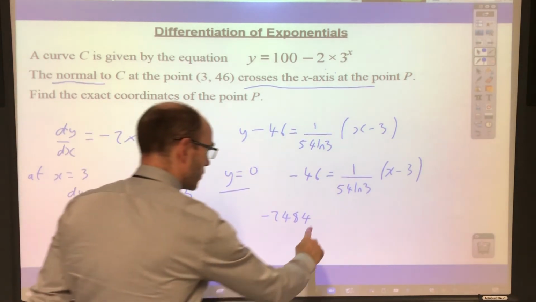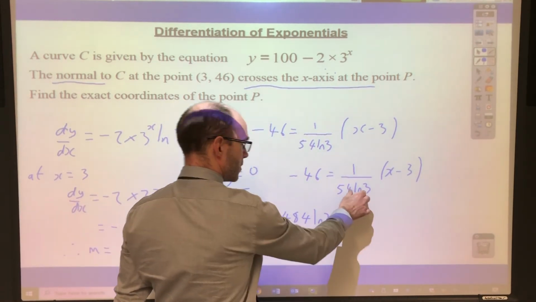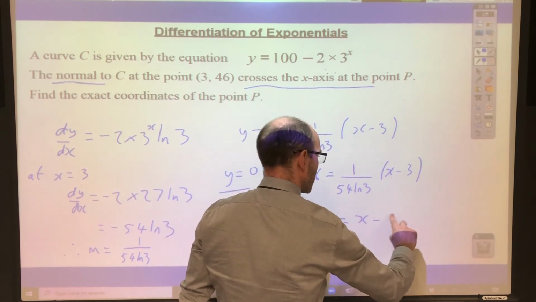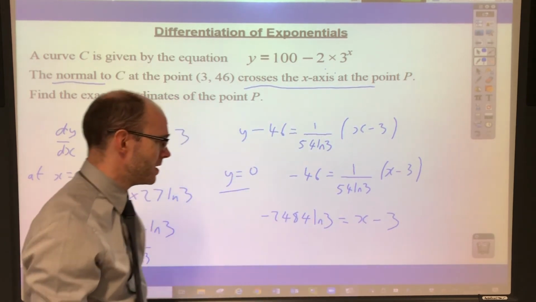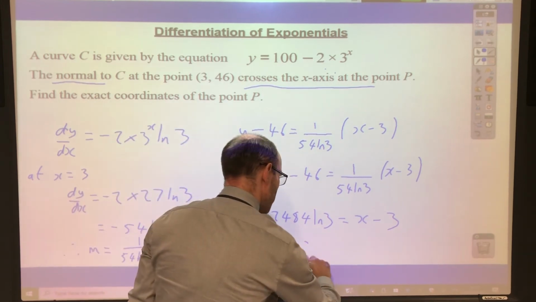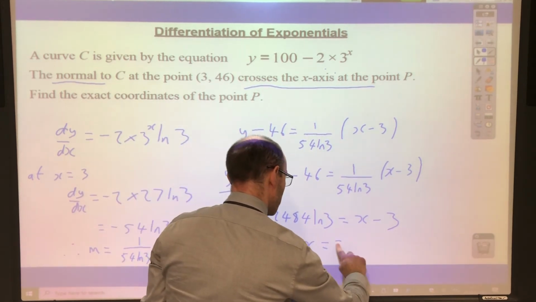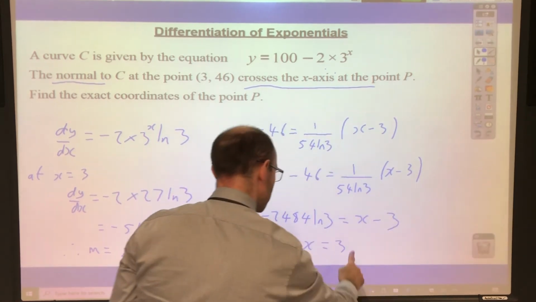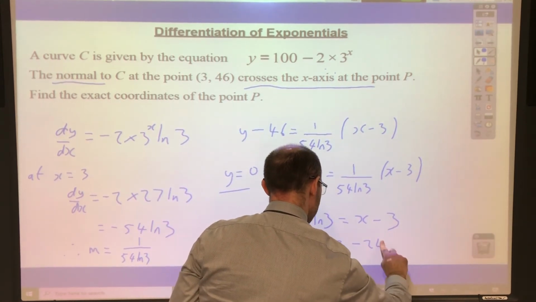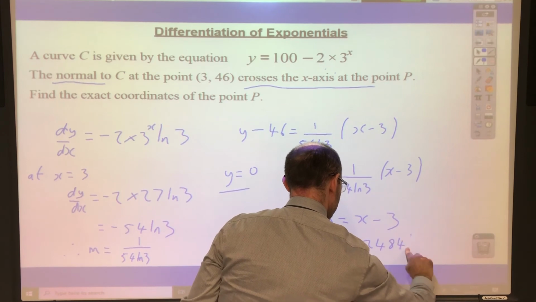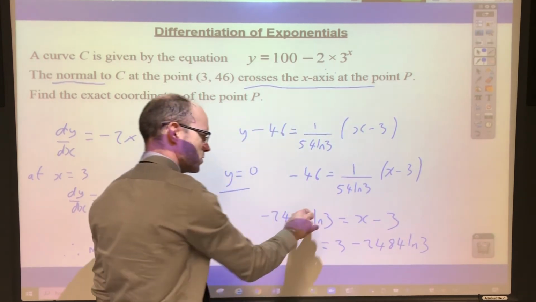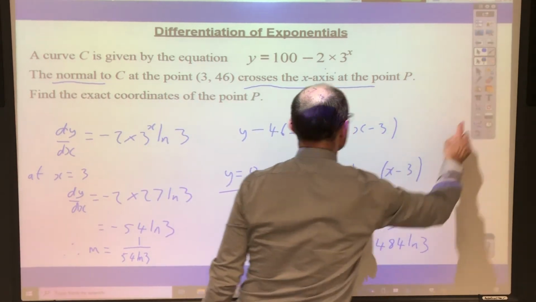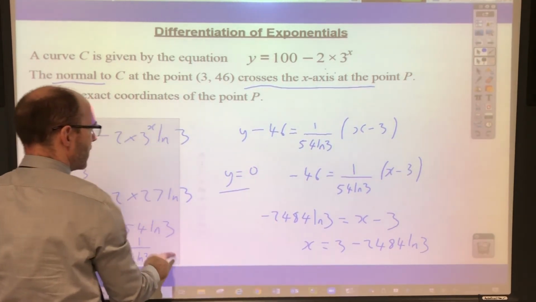Natural log of 3. So what I've done is I've just multiplied both sides by that, is equal to x subtract 3. So that means the x coordinate then has just got to be 3 subtract 2,484 natural log 3. All you do is just put this onto that side. It's a pity I've run out of space, because I kind of need to write down what the final answer is.